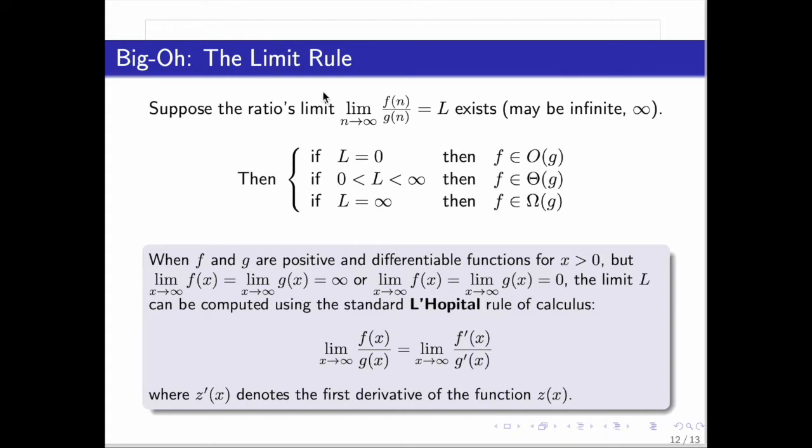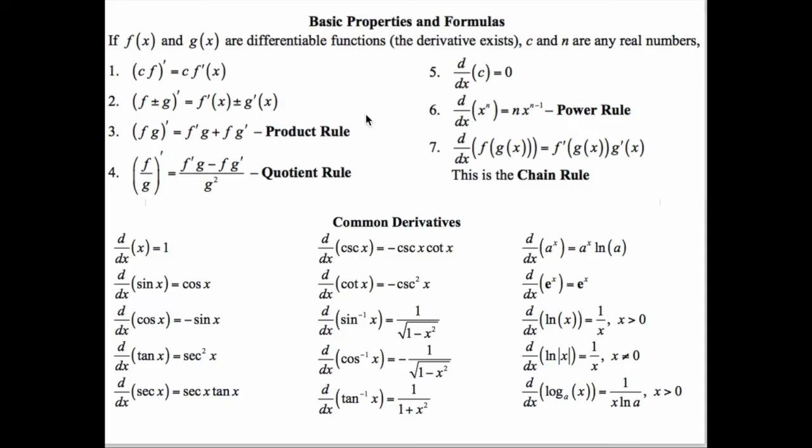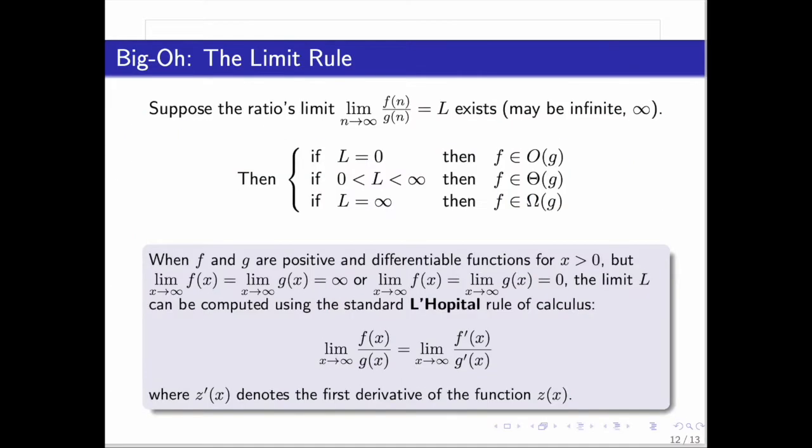And to compute for this, we can use some properties na kalimutan na natin from calculus. So we can simply recall the different properties that we can use for computing the derivative of certain functions. Let's have some examples na lang to illustrate how we can use the limit rule to compare the two functions, f of n and g of n.